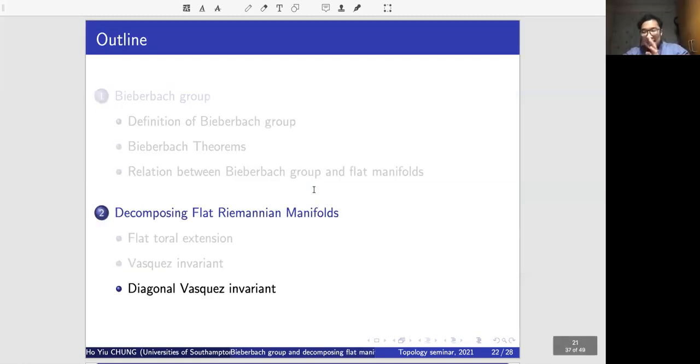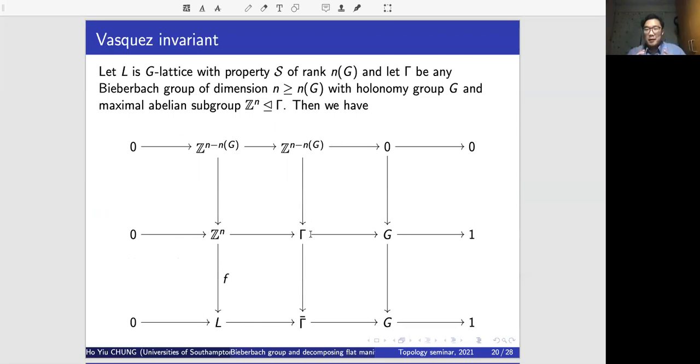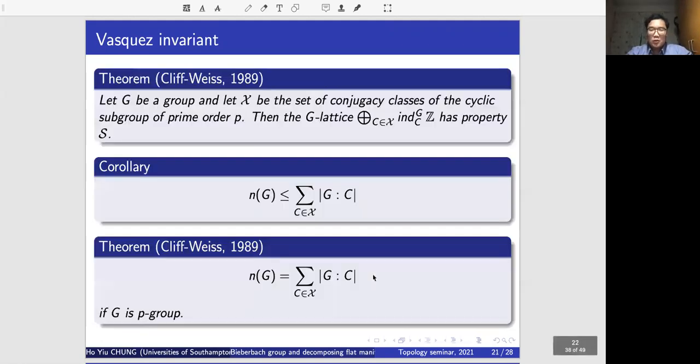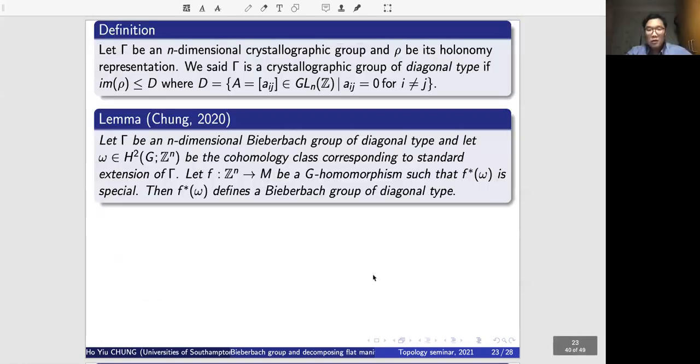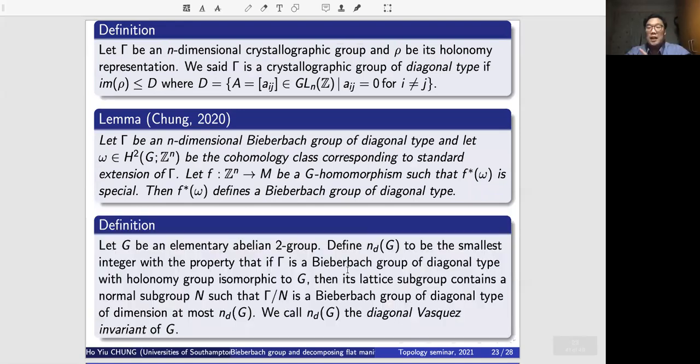Basically what I'm saying is, if this gamma is a Bieberbach group of diagonal type, and there's such a map f here, I want to make sure this gamma bar will be a Bieberbach group of diagonal type as well. That's what I meant. The proof is not hard. Basically, we just need to consider how G is acting on this L. As I remember, it's just a restriction of action. Since we know after quotienting you will still get a Bieberbach group of diagonal type, we can define the diagonal Vasquez invariant now.